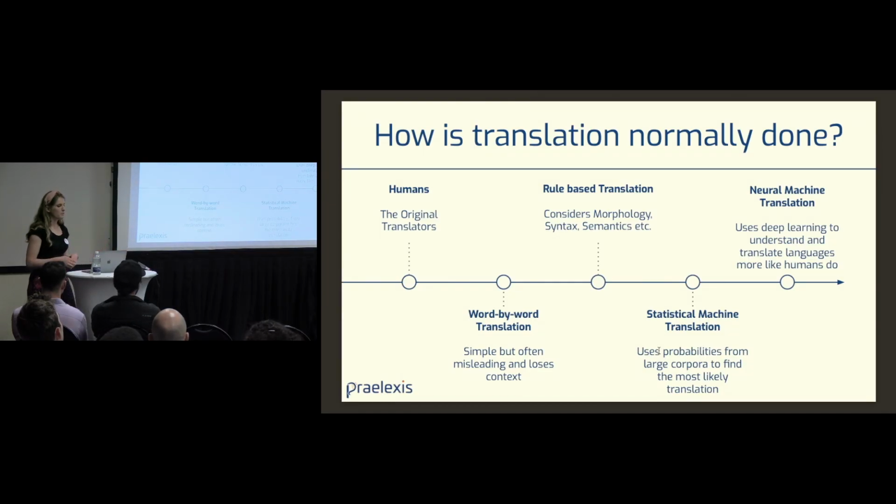Later on, we moved on to rule-based translation. This is where you consider things like morphology, the semantics or syntax, but this requires someone to actually understand the language more specifically. With the age of computers, we started utilizing them and we moved on to statistical machine translation methods. This is where we use models and basically get the probabilities based on large corpora of languages to find out what the most likely translation is.